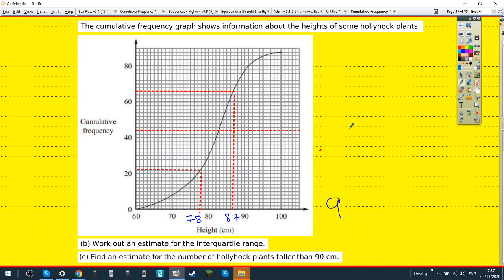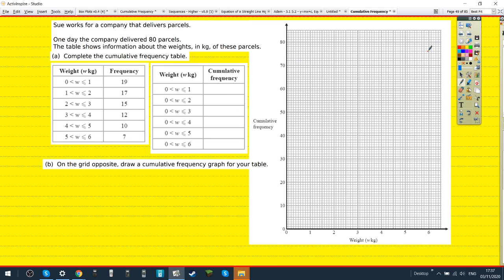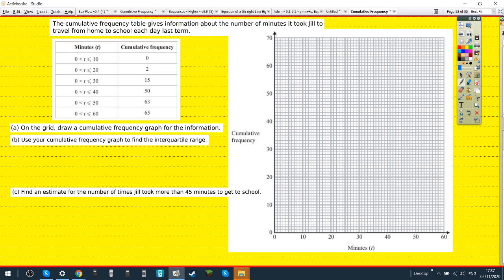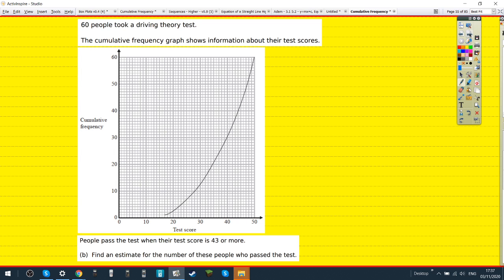That other thing, I might do in a minute. So draw a cumulative frequency. I was going to use their one. Let's try this one. So we have to find the cumulative frequency. So this is a cumulative frequency diagram.